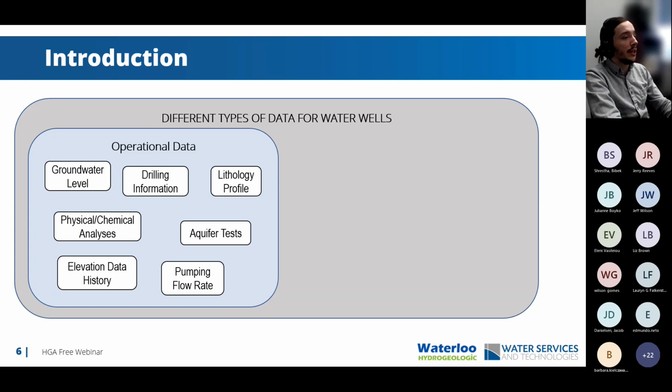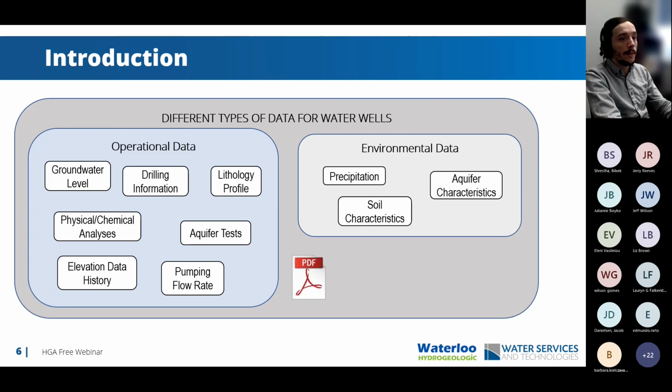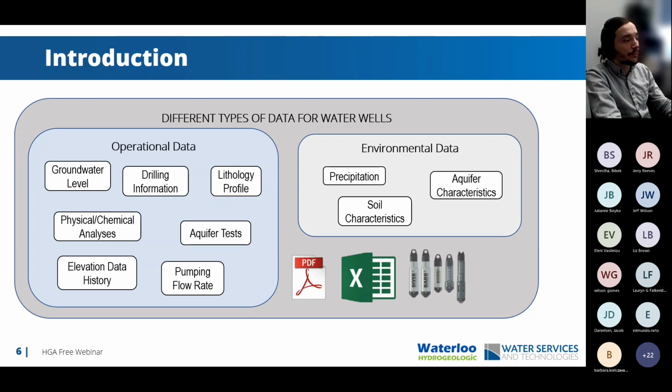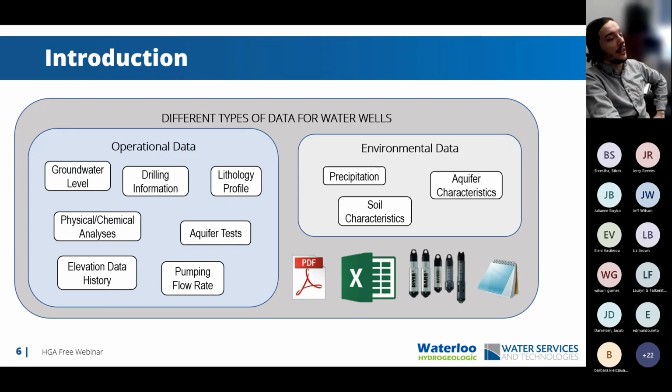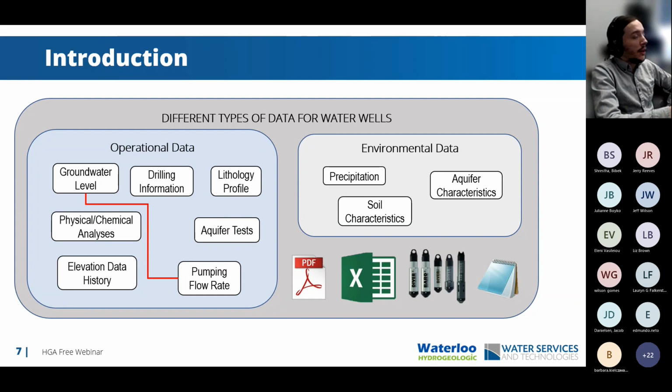You also might have environmental data, so things like precipitation, soil characteristics, aquifer characteristics, and so on. And these will be in different formats, so they might be saved as PDFs, saved as spreadsheets in Excel, might be diver data, or even just saved as text files or something like that.